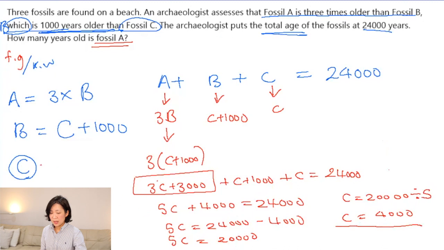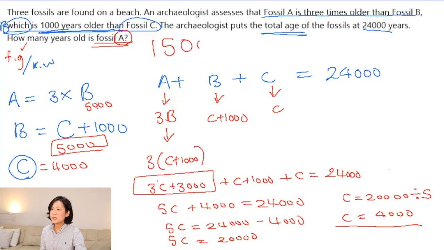Then let's see, what was C? C is the age of fossil C, right? Then now our final goal is finding fossil A. Fossil A, well, we need to know fossil B as well. So fossil B is 5,000 years old, then 3 times fossil B is 15,000 years old, which is our final answer.